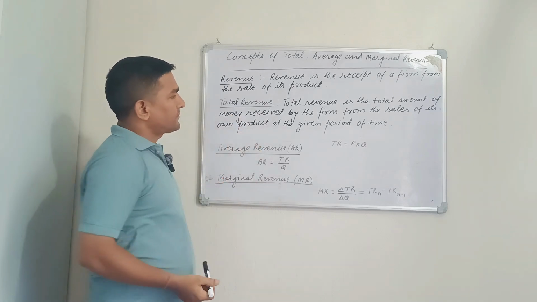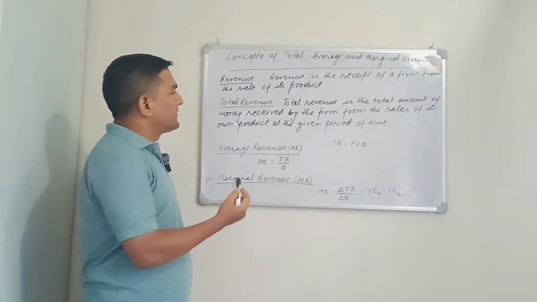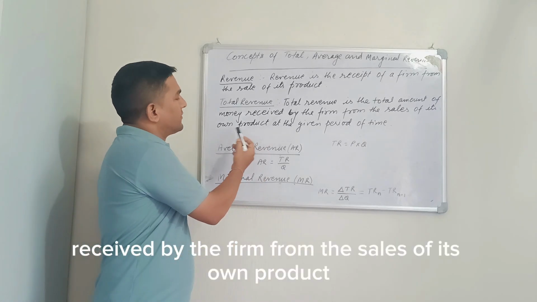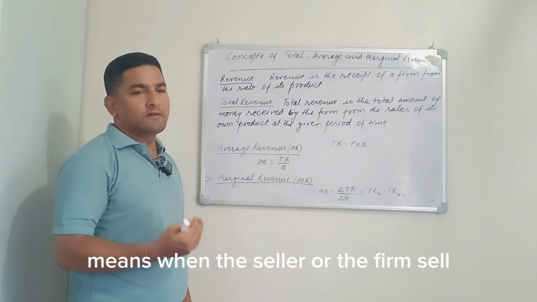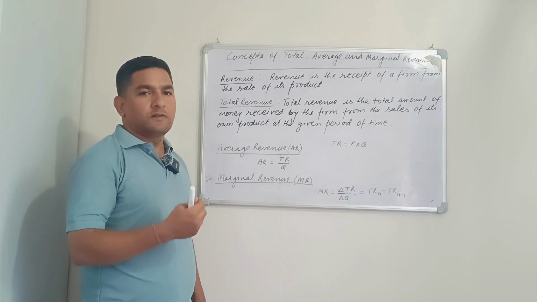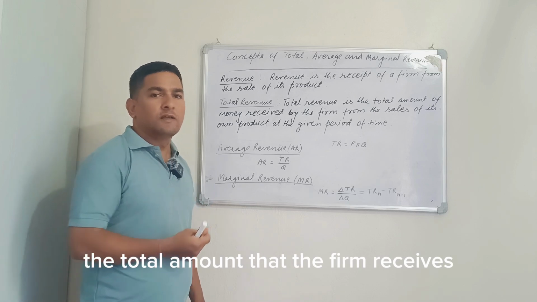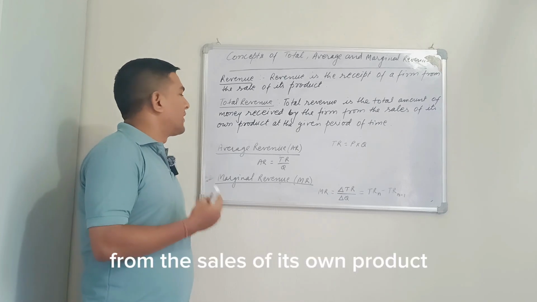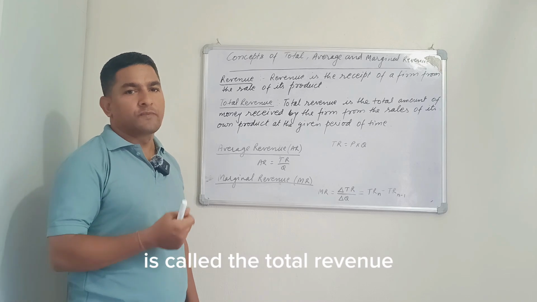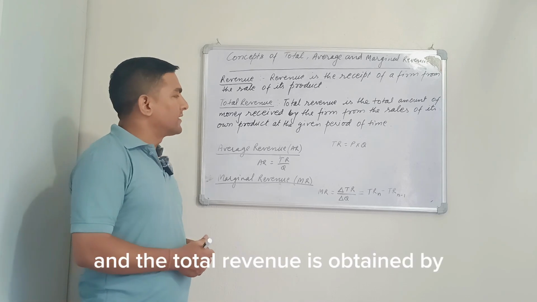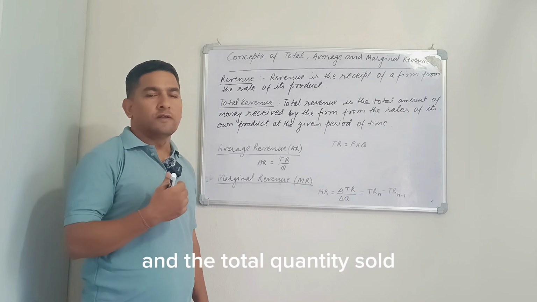Now, total revenue is the total amount of money received by the firm from the sales of its own product in a given period of time. It means when the seller or the firm sells the total amount of goods and services, the total amount that the firm receives from the sales of its own product in the given period of time is called the total revenue. And the total revenue is obtained by multiplying the price of the product and the total quantity sold.